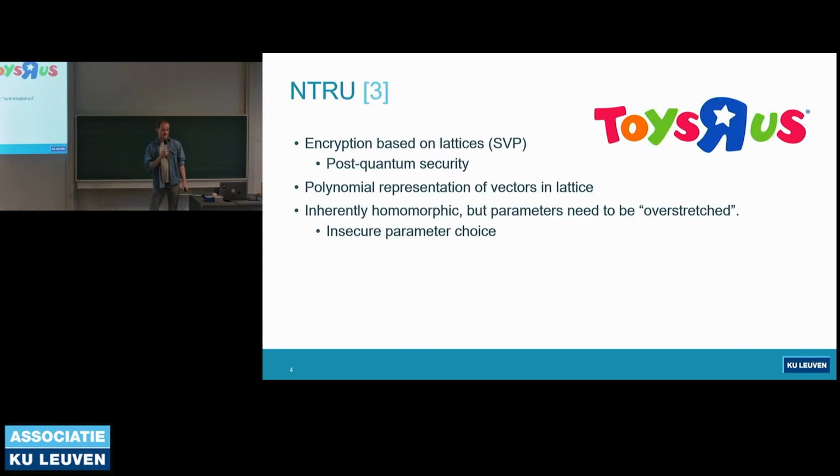Another scheme I have to introduce first is NTRU. The name comes from a pun on Toys R Us, but this is number theorists are us. And it is an encryption scheme based on lattices, so based on the shortest vector problem. So it is also post-quantum secure, which is nice. We use polynomial representation of vectors in the lattice, so it's actually mathematically on polynomials. This scheme is also inherently homomorphic, but in order to be homomorphic, the parameters need to be overstretched, which is actually an insecure parameter choice. So the ciphertext modulus needs to be very big to be homomorphic.